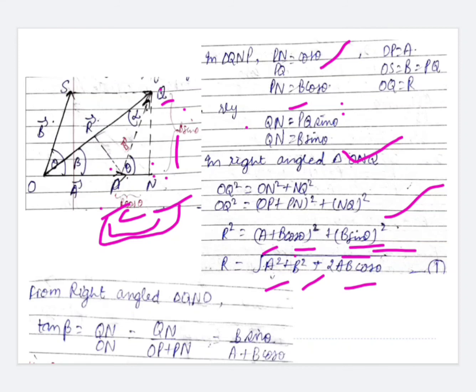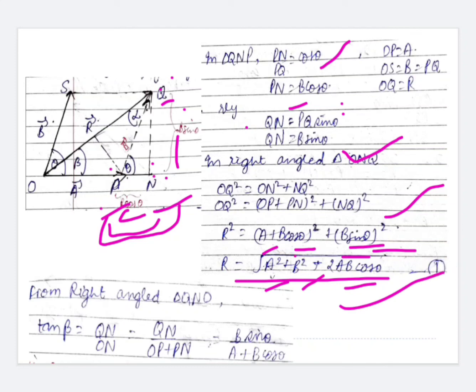After putting the value of R square, see, on the left hand side we have R square. If we take this square to the right hand side, we will have all these values under root. So this is the value of the resultant of vectors A and B. We can write the resultant as A square plus B square plus 2AB cos theta, the whole under root. So this is the value of the resultant.